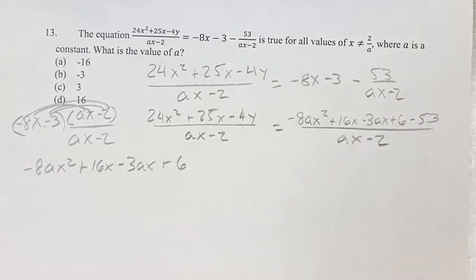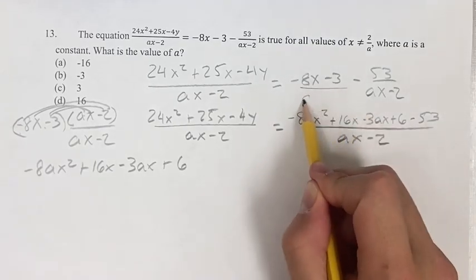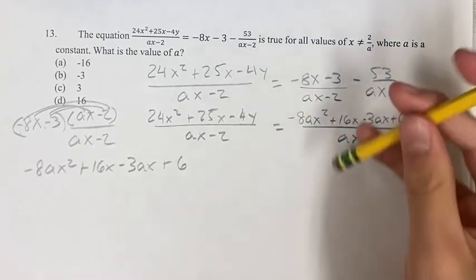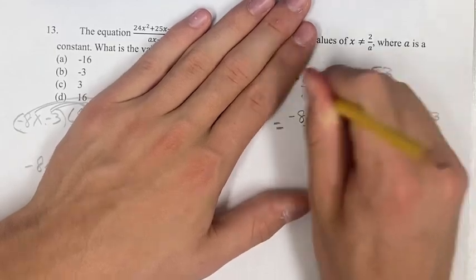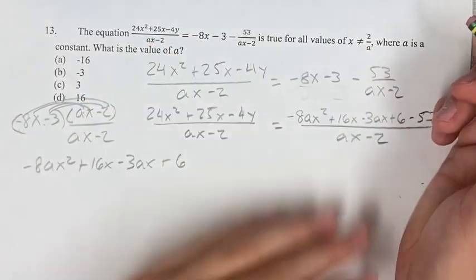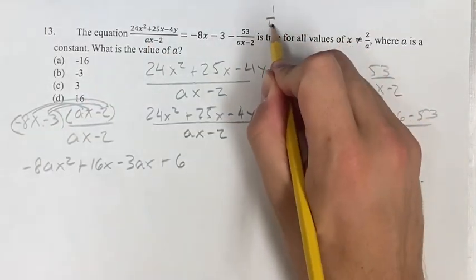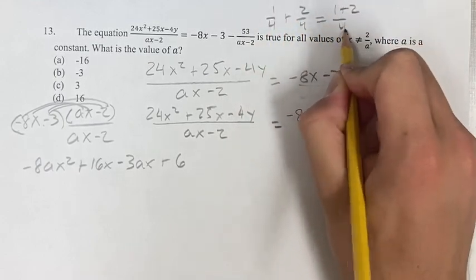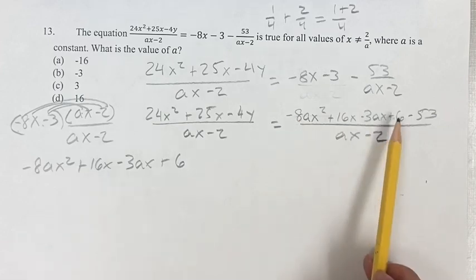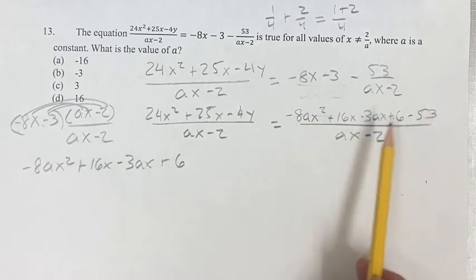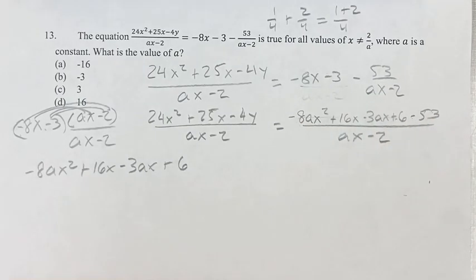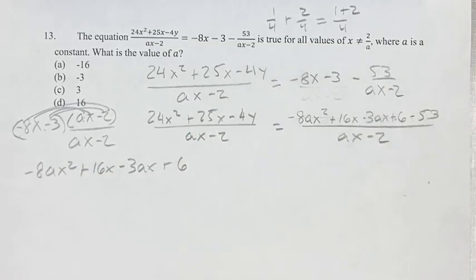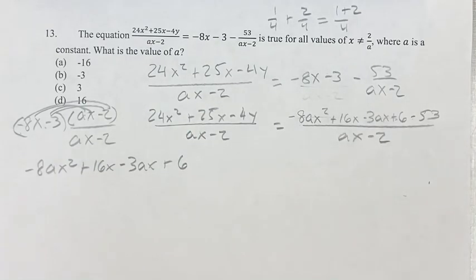Just skipping a step there where we're combining two things that are over ax minus 2, right? When they have the same base, you can add the numerators, right? So 1 over 4 plus 2 over 4 is equal to 1 plus 2 over 4. Same thing here. We have this over ax minus 2 minus 53 over ax minus 2. Now, how is this super complicated expression going to be able to be solved for a?